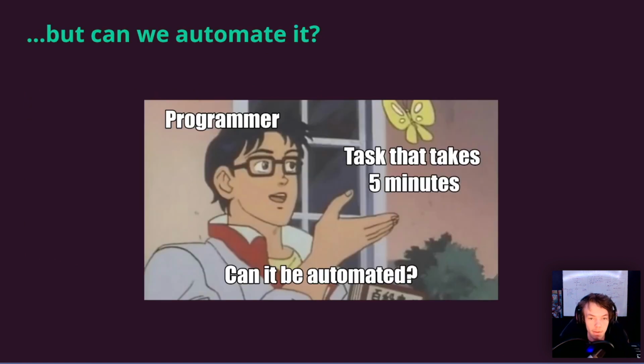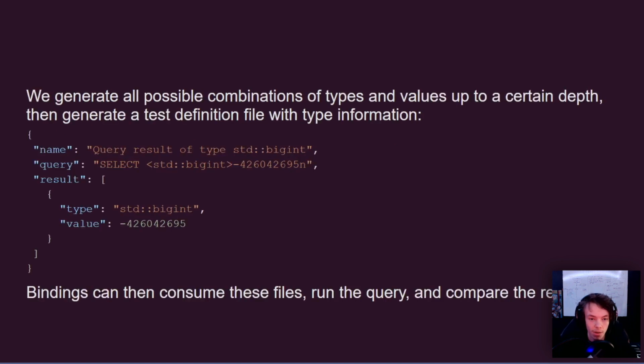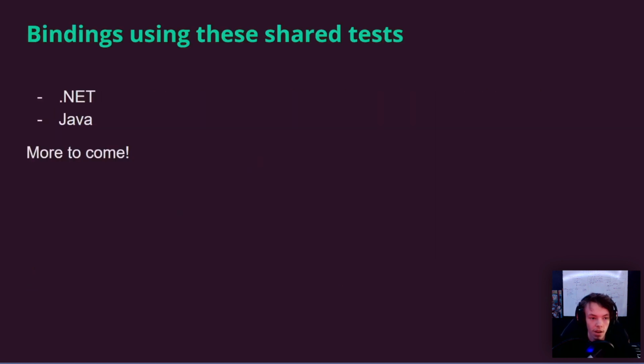But can we automate this test generation? There are hundreds of thousands of different combinations of different types, each with their own grammatical rules. We can take advantage of EdgeDB's introspection API to figure out where the puzzle pieces fit and compose queries and values together to form different tests. We can then generate all possible combinations of these types and values up to a certain point, and then write them to a test definition file for other bindings to consume and test against. Currently, our .NET binding and our Java binding are the only ones implementing these tests, but shortly we'll be expanding this to the rest of our bindings.